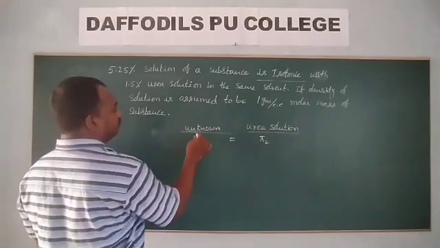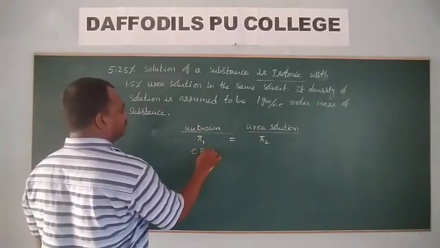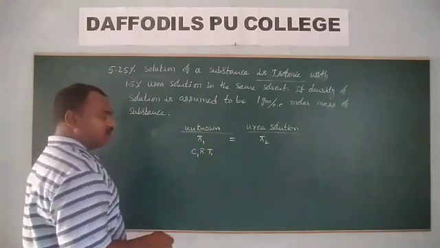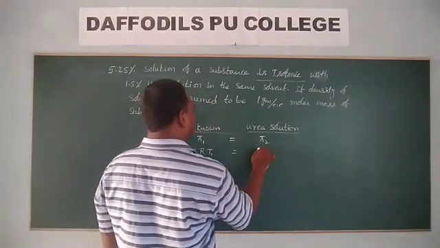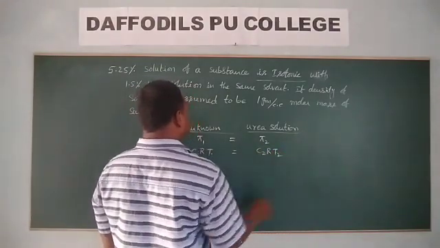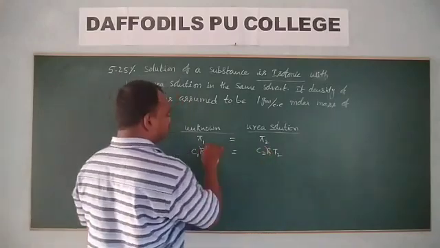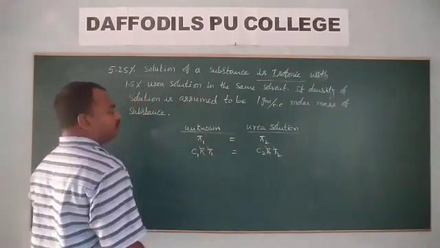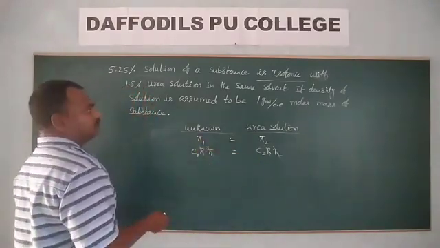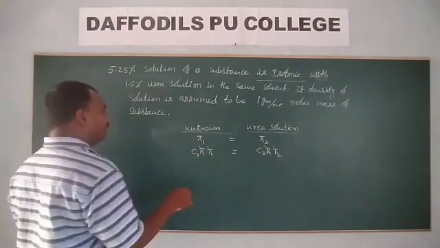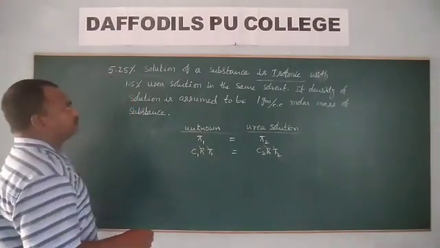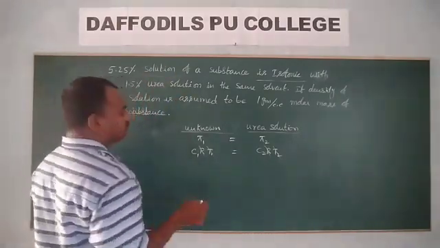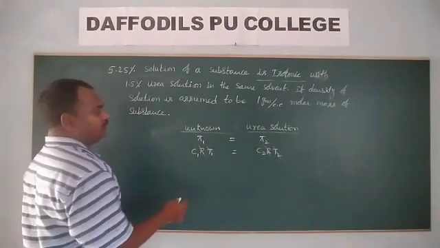The osmotic pressure formula is CRT. For the unknown solution it is C1RT1, for the second one C2RT2. R gets cancelled. T1 and T2 get cancelled. So when the concentrations become equal, the osmotic pressures also become equal. So we know the formula for concentration is n by V. Here the number of moles is not given, so write down the number of moles as weight by gram molecular weight.